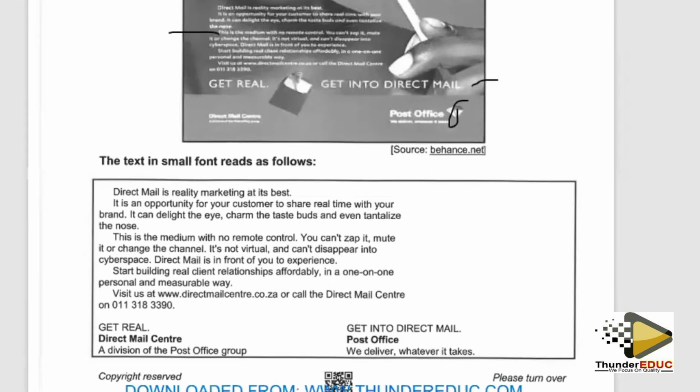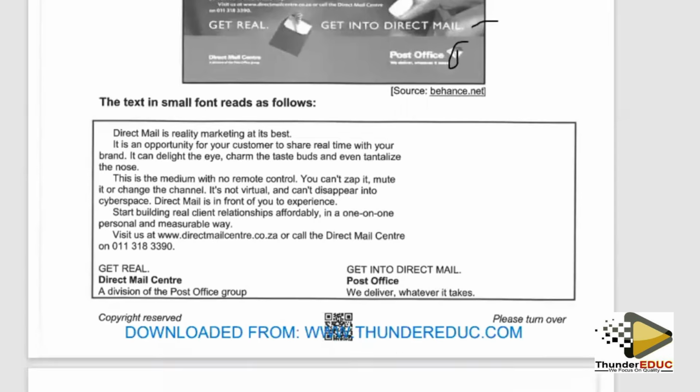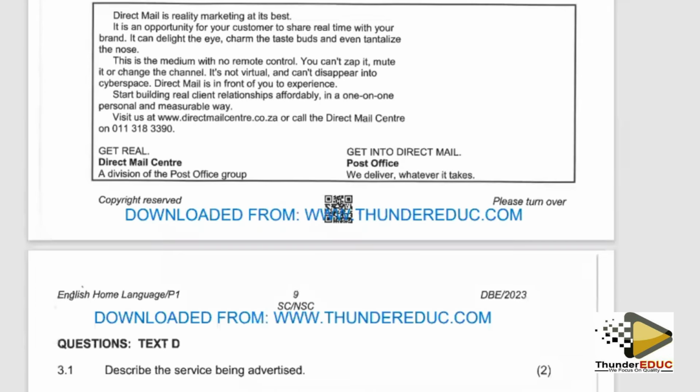They are asking the question that says, describe the service being advertised. Marketing is the service that is being advertised, which means they market for your clients and therefore they can build a service for you that will be suitable for the clients that you deal with. It's marketing. The service being advertised is marketing. It is reality marketing at its best. So the service is reality marketing.